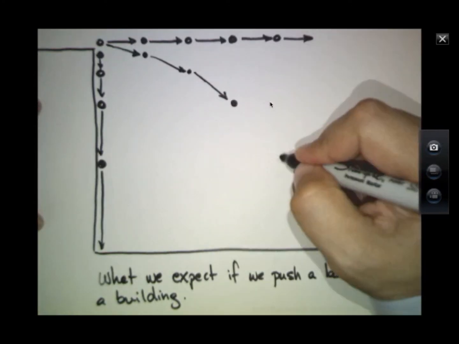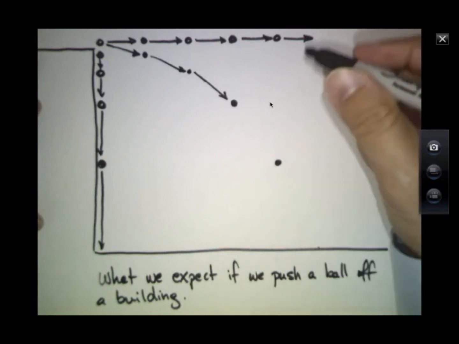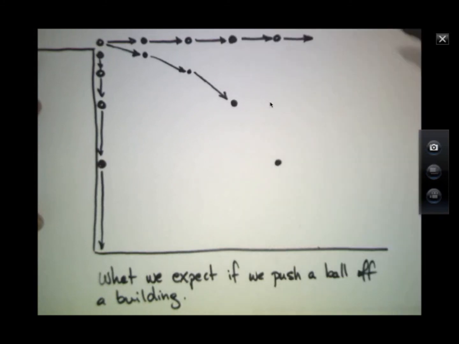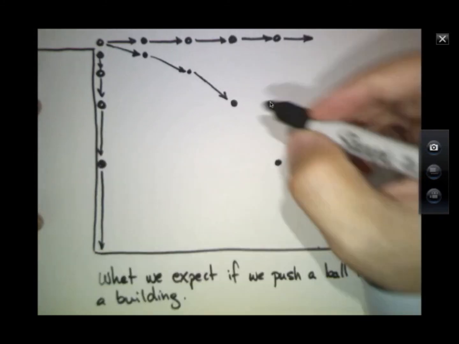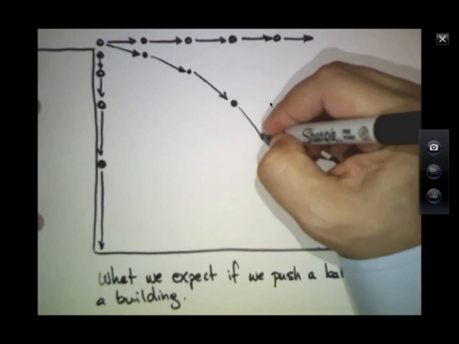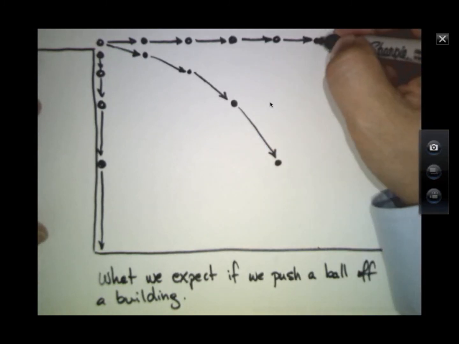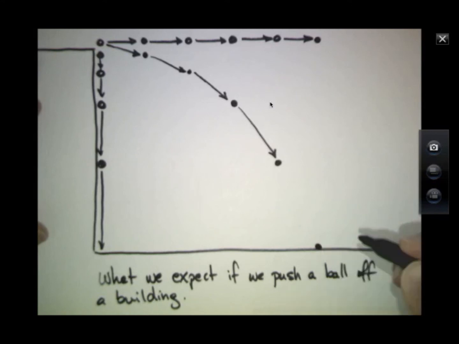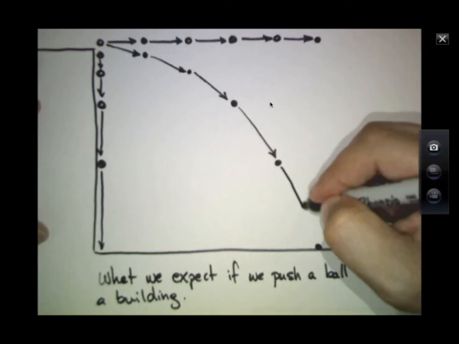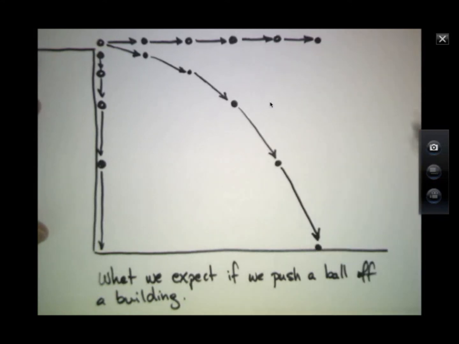And after several more seconds, it's over here. It's still just marching along in the x direction, but it's dropping faster and faster in the vertical direction. And after even more time, it looks like it lands. In the x direction, it would just keep on moving, but in the y direction, it's found the floor.